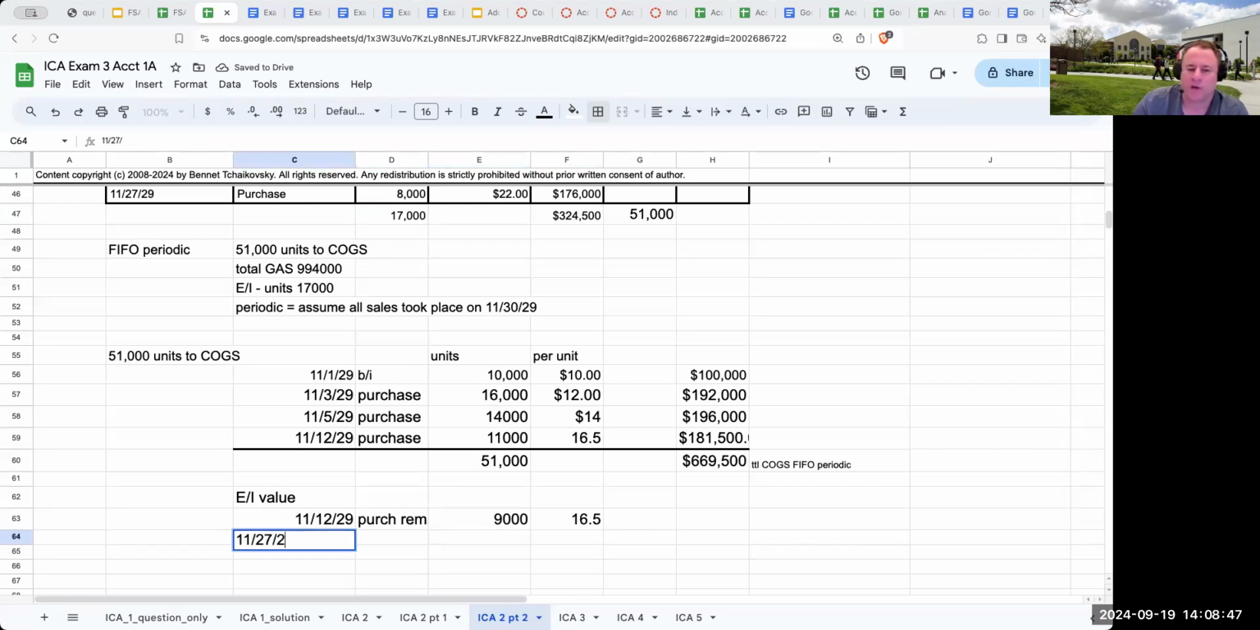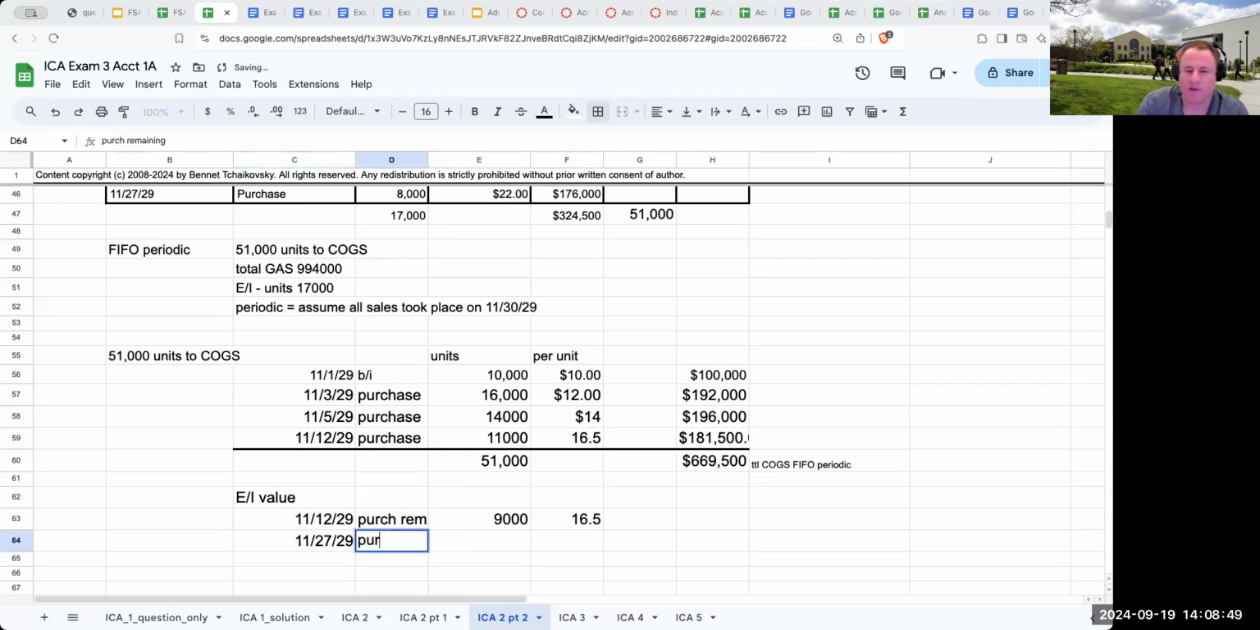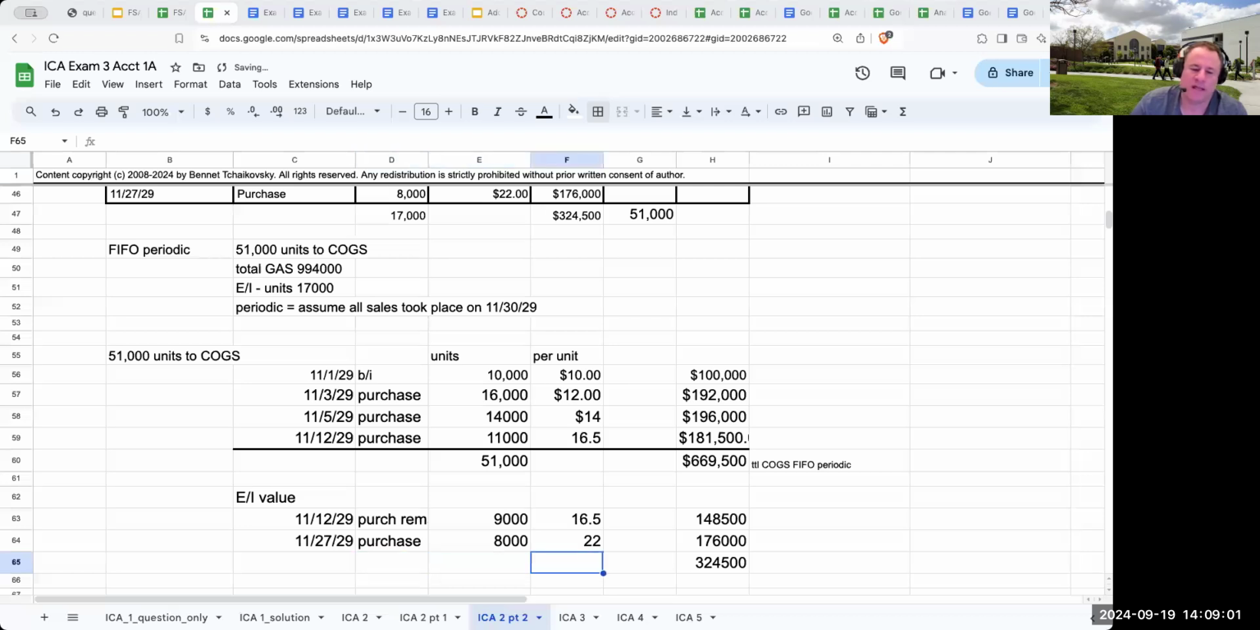On 11/27/29, I have my final purchase of what's remaining, 8,000 units at 22. So coming over here and looking at this, my total ending inventory value is going to be 324.5. Now, do you need to do this in these questions?